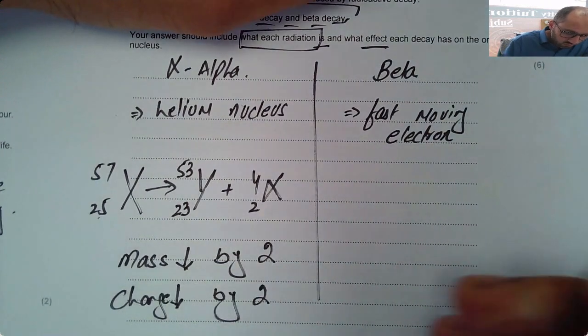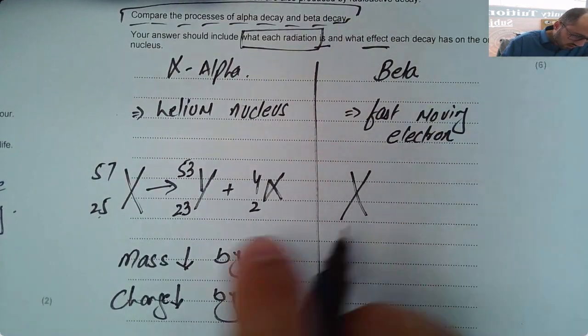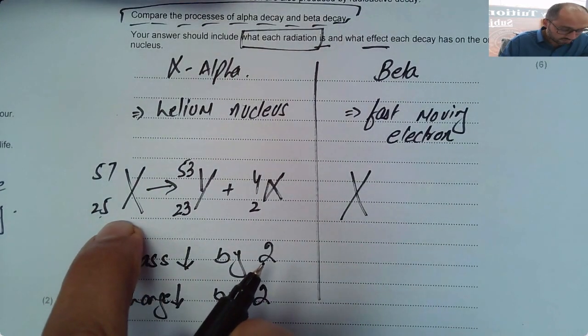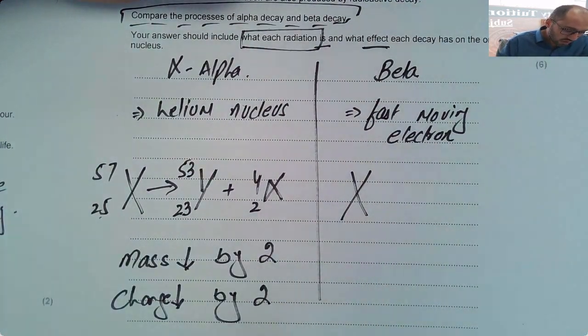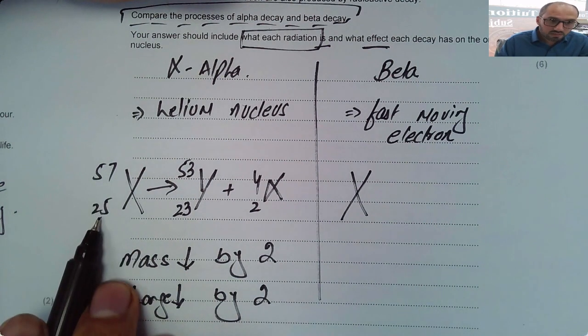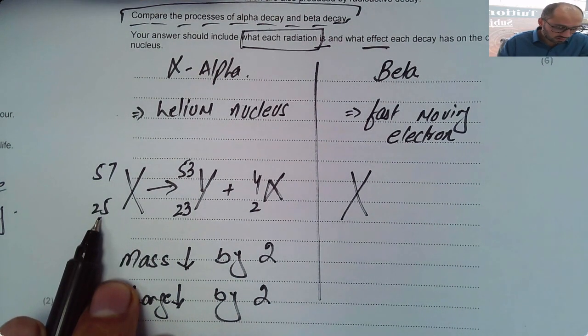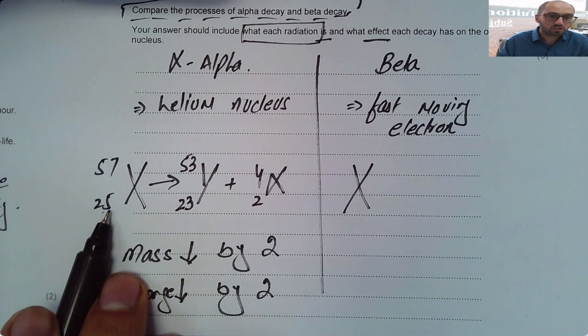We can do the same thing for beta. I can say same nucleus like I made up here. You can have any numbers here, right? I'm choosing 57 and 25. You can choose, let's say, 67 and 30, but you just have to be careful with one thing. The top number has to be bigger, the bottom number has to be smaller.